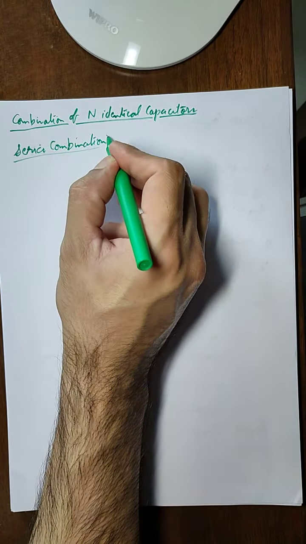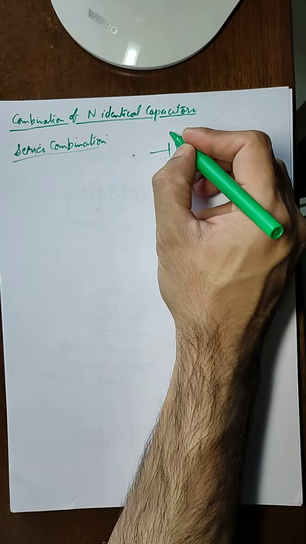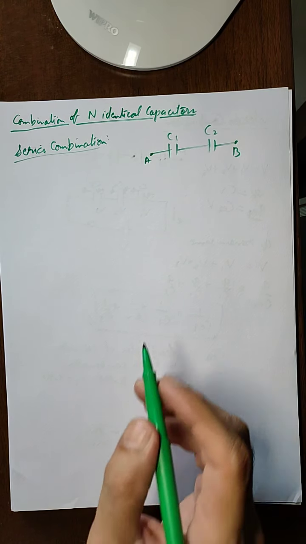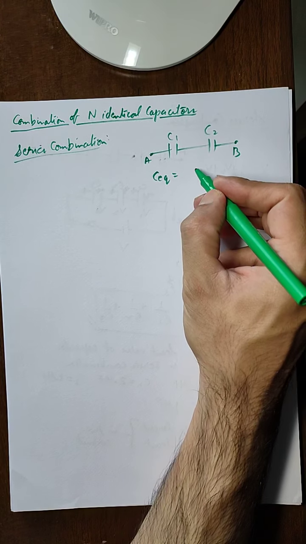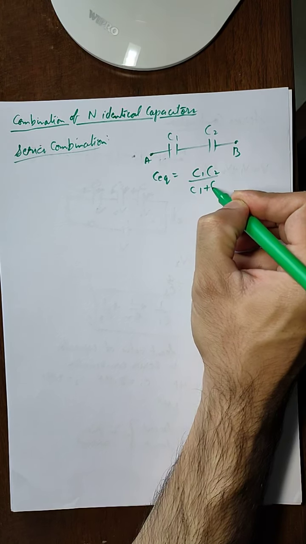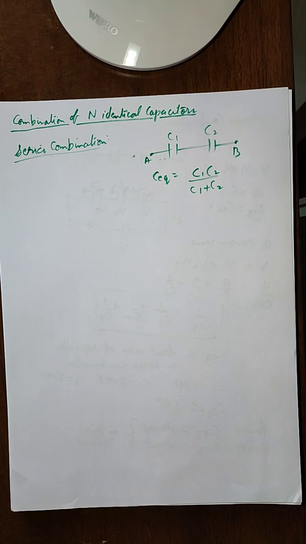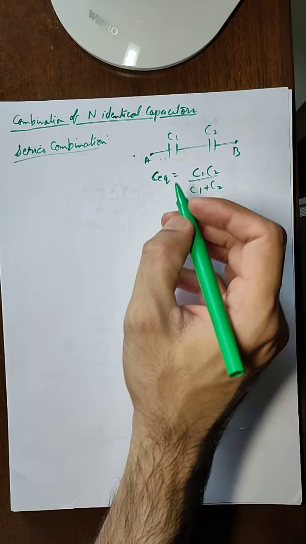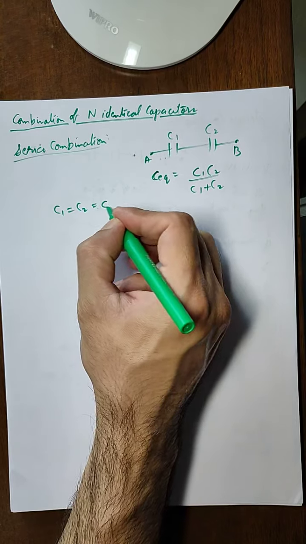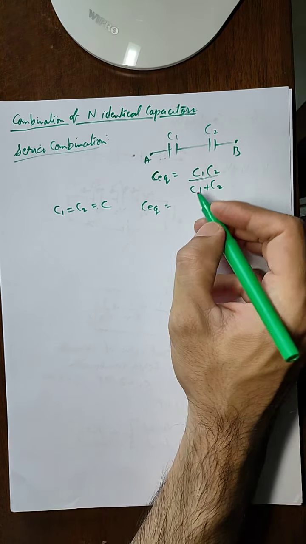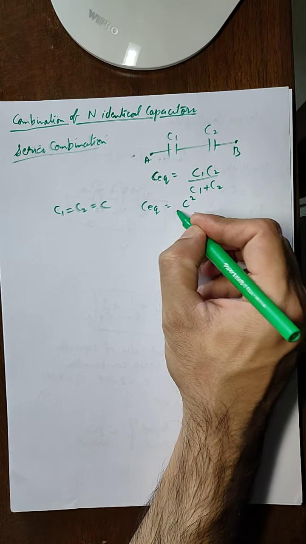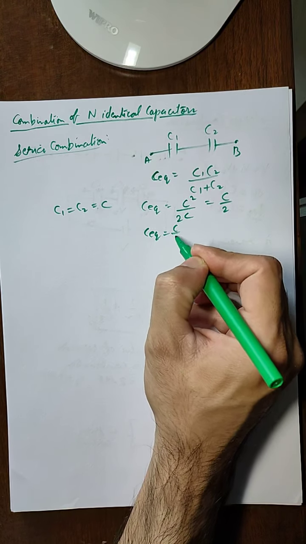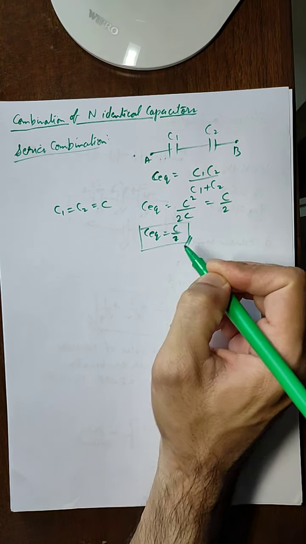So if we have two capacitors C1 and C2 connected in series between two terminals of the battery A and B, then the C equivalent will be given by this expression. You can solve it by using the reciprocals. Now if C1 and C2 are equal, both equal to C, then C equivalent will become C square upon 2C. So we will get that C equivalent is equal to C by 2.